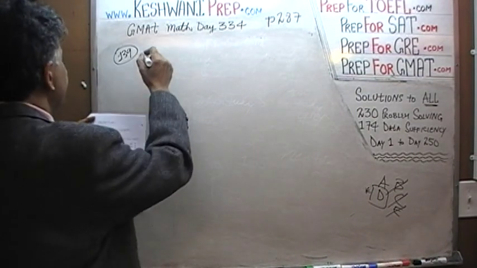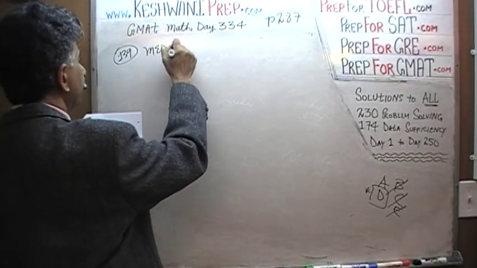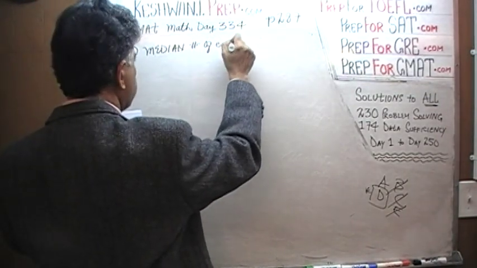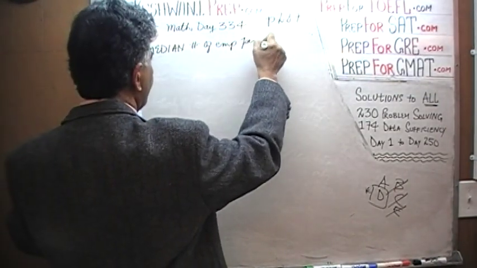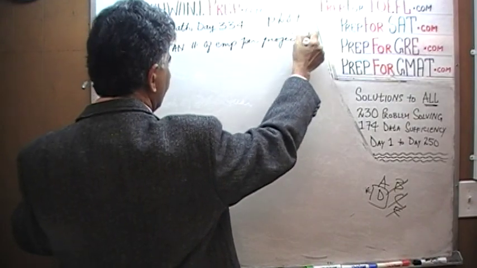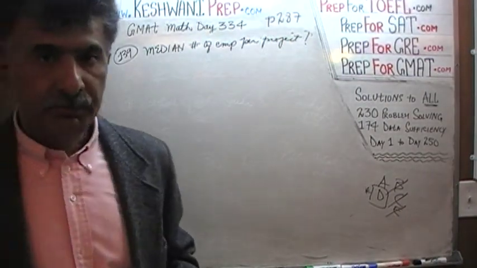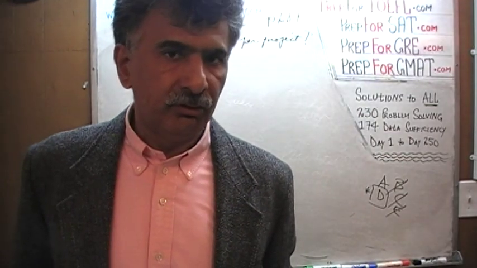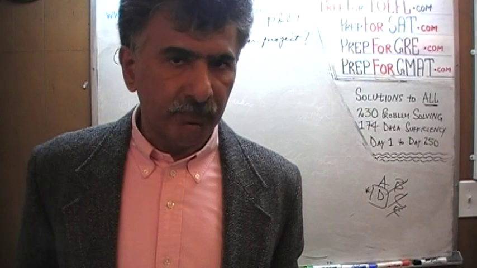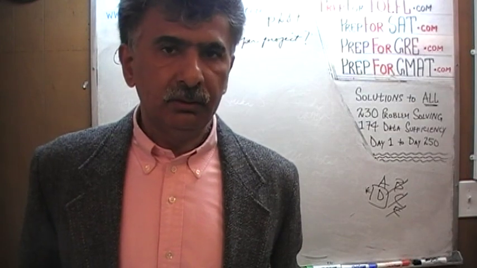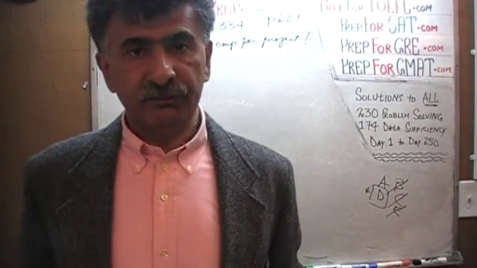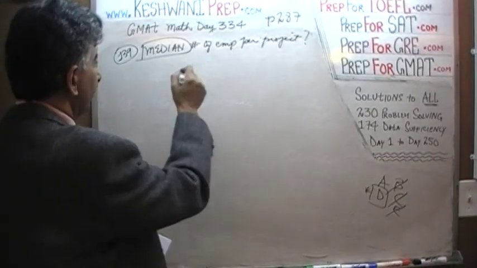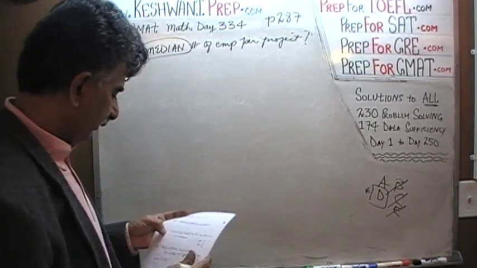In number 139, they're looking for the median number of employees per project. So apparently we have different projects going on in the company and different numbers of people are assigned to each project, and the question is what's the median number of employees assigned to these projects. Since they're looking for the median, of course we know that means the 50th percentile is what we're looking for, the middle. Let's see what they tell us.